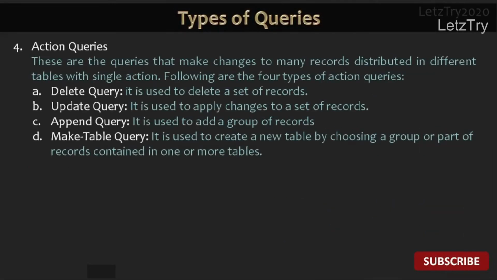Fourth one, action queries. These are the queries that make changes to many records distributed in different tables with single action. Following are the 4 types of action queries. Delete query. It is used to delete a set of records. Update query. It is used to apply changes to a set of records. Append query. It is used to add a group of records. Make table query. It is used to create a new table by choosing a group or part of records contained in one or more tables.